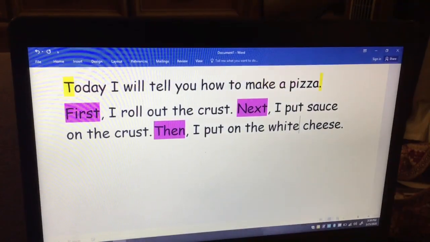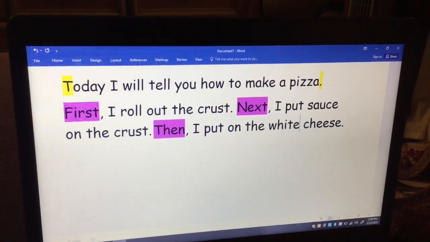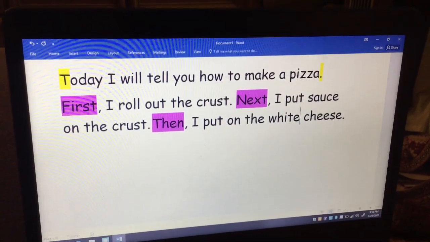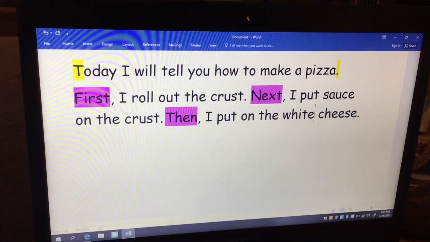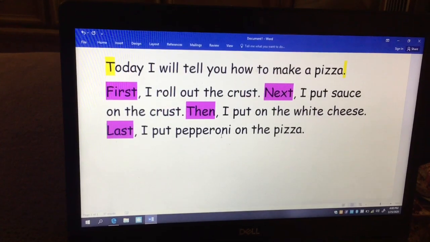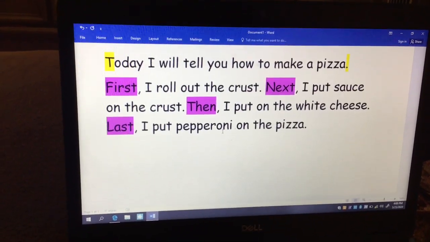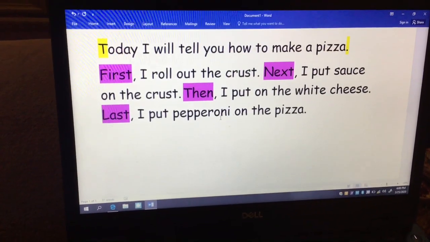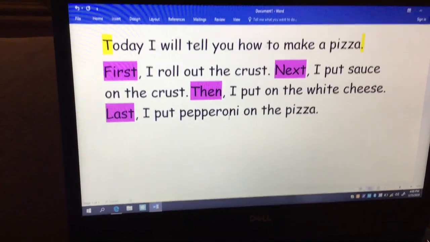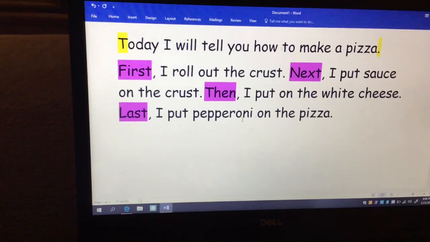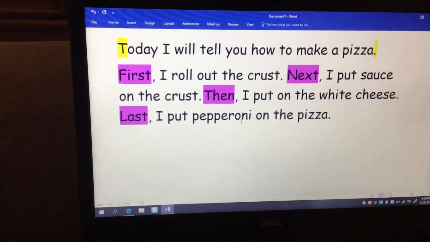Let's look at Mrs. Leonard's fourth sentence. Then I put on the white cheese. Did I begin with a transition word? You found it. Then, hey, we're almost done. Let's look at our fifth sentence. Last, I put pepperoni on the pizza. Do you see the transition word in my fifth sentence? Yes, you're correct. The word is last, and I highlighted it in pink.